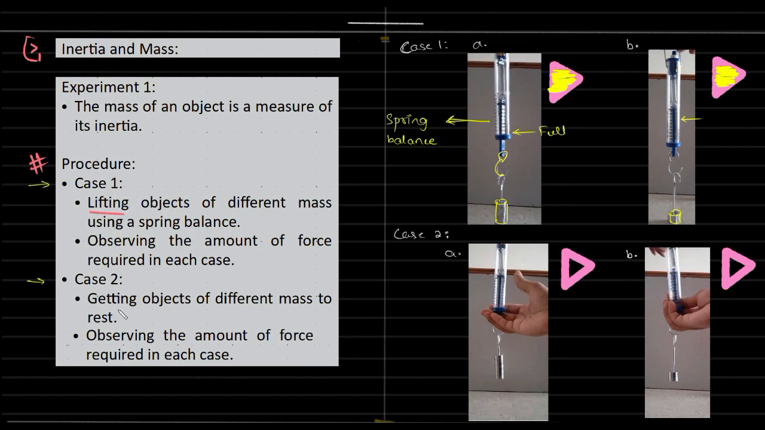Here what we are trying to do is we are letting go of the weights from a particular height and seeing to what extent the spring goes down so that it gets these two to rest, right? So again, we're trying to look at how far down this goes. Again, don't try to read any readings over here. We just have to tell if it's half or 3/4 or full or whatever you observe. Please have a look at this.